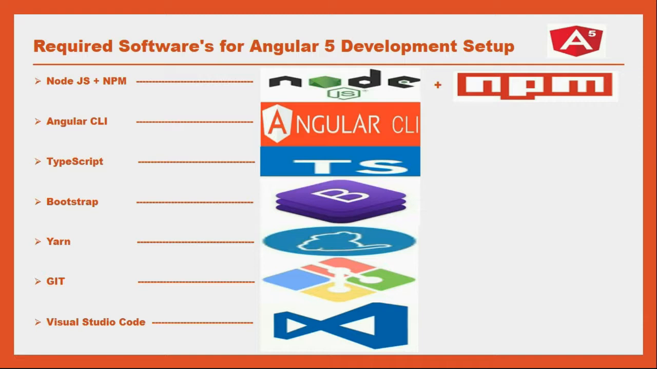Yarn, it's again a dependency manager, just like NPM. Yarn is like a new kid on the block and has really gained traction recently. Git, that's a repository system. And finally Visual Studio Code, which is our integrated development environment.